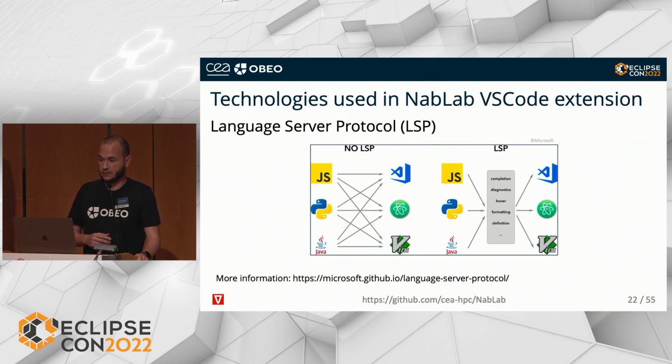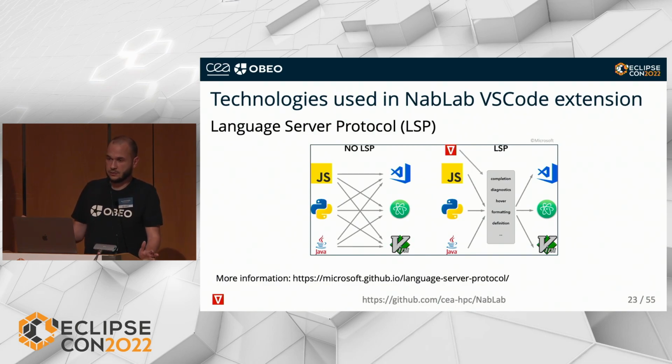According to Microsoft, a language server is meant to provide the language-specific smarts and communicate with development tools over a protocol that enables inter-process communication. On the screen, you can see an image coming from the Microsoft LSP website, showing a no-LSP architecture on the left and the LSP architecture on the right. With LSP, you should be able to write your language server once and reuse it in multiple development tools.